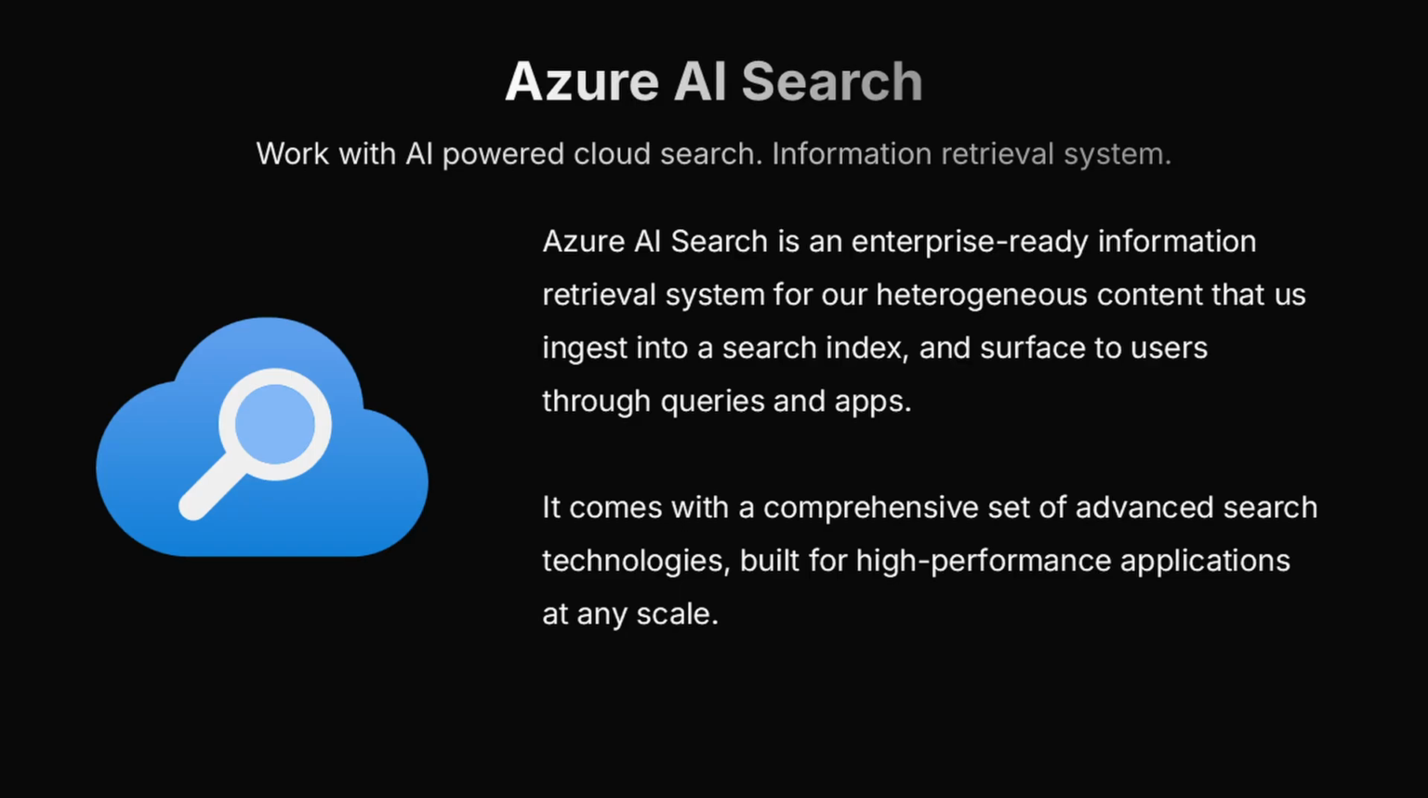Azure AI Search. Azure AI Search is an enterprise ready information retrieval system for our heterogeneous content that is ingested into a search index and surfaced to users through queries and apps. It comes with a comprehensive set of advanced search technologies built for high performance applications at any scale. In simple terms, work with AI powered cloud search information retrieval system.